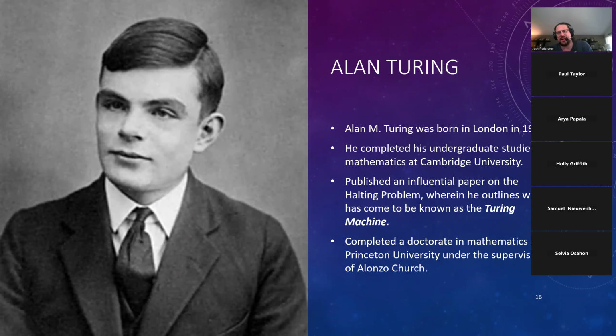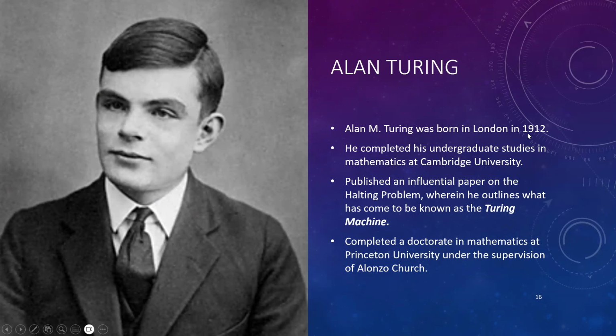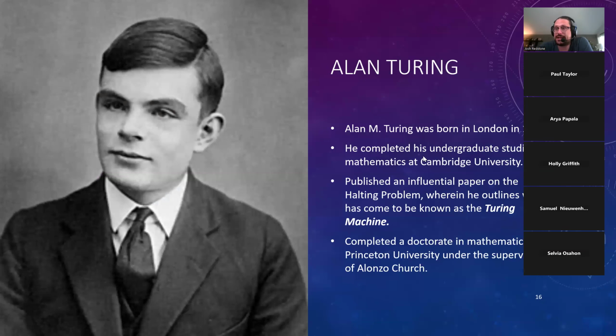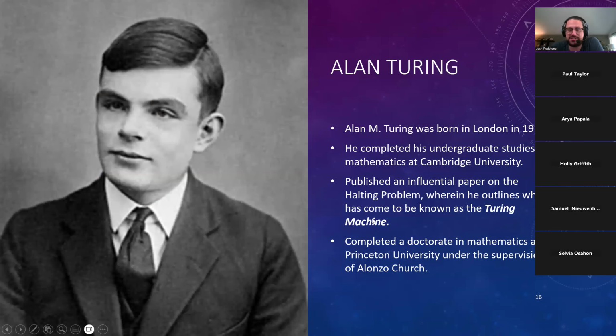So I'll tell you a bit about Alan Turing and his work. Alan Turing was born in London in 1912. Quite a good mathematician, he completed his undergraduate studies at Cambridge, which is where he published this paper on the halting problem. And this is the paper that I mentioned earlier on computable numbers, where he actually outlines what we now call a Turing machine, which is an idealized or imaginary mathematical conception of a computer.